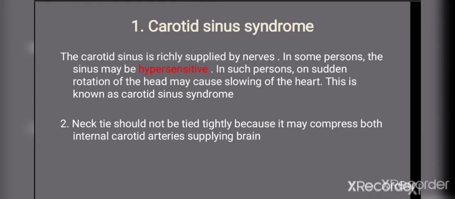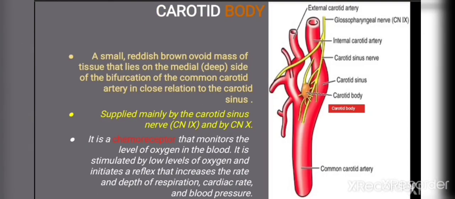Now the related applied anatomy for this is carotid sinus syndrome. We know that the carotid sinus is richly supplied by nerves, and in some persons the sinus is very hypersensitive. In such persons, certain rotation of the neck may cause slowing of the heart, and this is known as carotid sinus syndrome. The necktie should not be tied tightly because it may compress both the internal carotid arteries, which supply the brain. Then we have the carotid body.